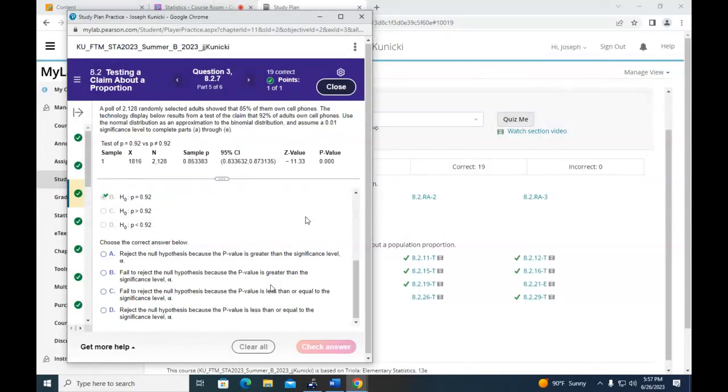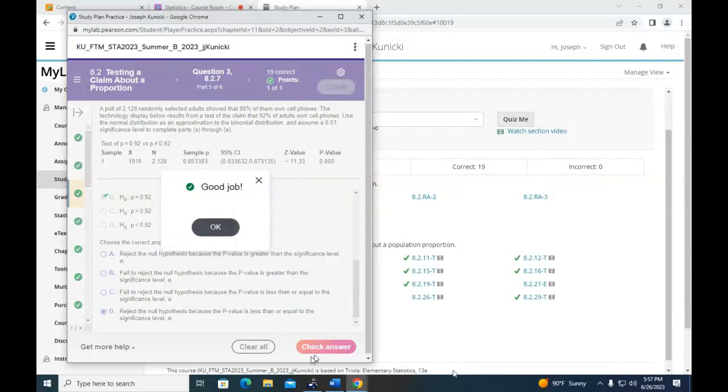We reject it. Is this less than this? Yeah. Then P is low. The null must go, so we reject. So it's either A or D, because the P value is less than or equal to alpha. They called it the significance level, that's just what it is, alpha. So there's alpha, there's P. P is less than alpha, so we reject, because it's less than or equal.